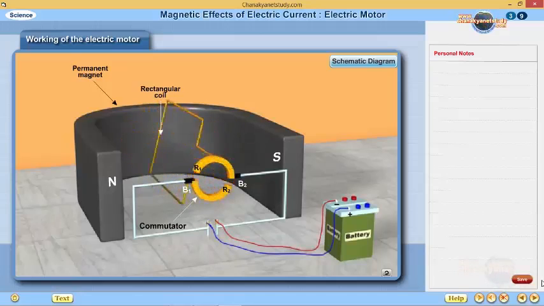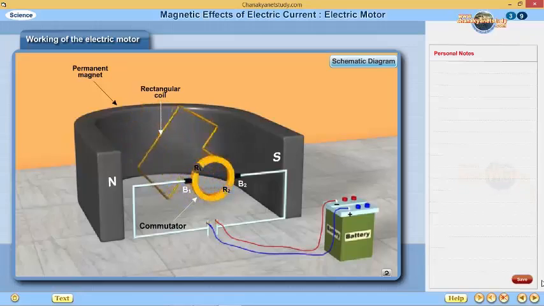Thus no force acts on the coil. But the coil does not stop due to inertia. It goes on rotating until the commutator again comes in contact with the brushes B1 and B2. Again the current starts passing through the coil and the arm AB rotates through 90 degrees, 180 degrees, 270 degrees and 360 degrees.